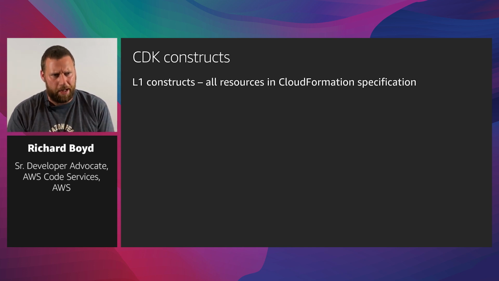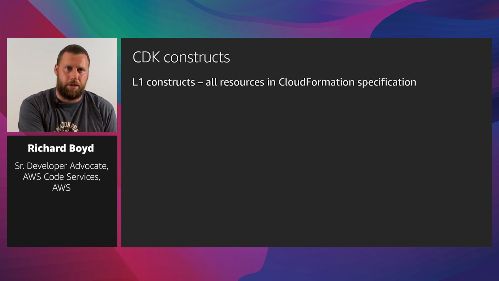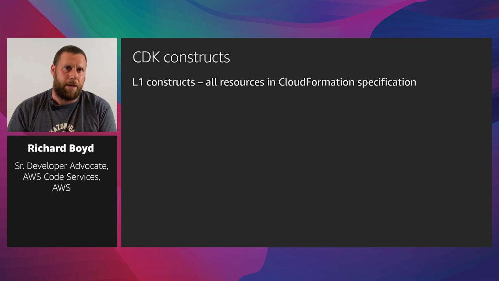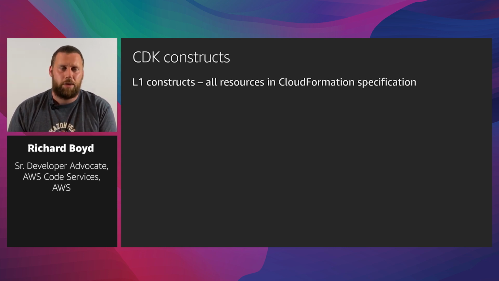I've mentioned constructs a few times, and there's a few parts I want to identify just so we're all on the same page. We have L1 constructs. These represent the core CloudFormation resources. It's a one-to-one mapping. It looks just like the CloudFormation template, but in whatever language that you're using. So if the CloudFormation template requires a property, the L1 construct will require the same property. If CloudFormation doesn't have some resource, there won't be an L1 construct for it. It's just a plain one-to-one mapping between the two services.